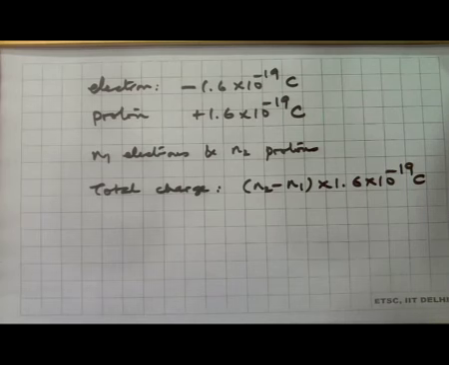So, if n1 is equal to n2, like in a neutral atom, the net charge on the atom is precisely 0.